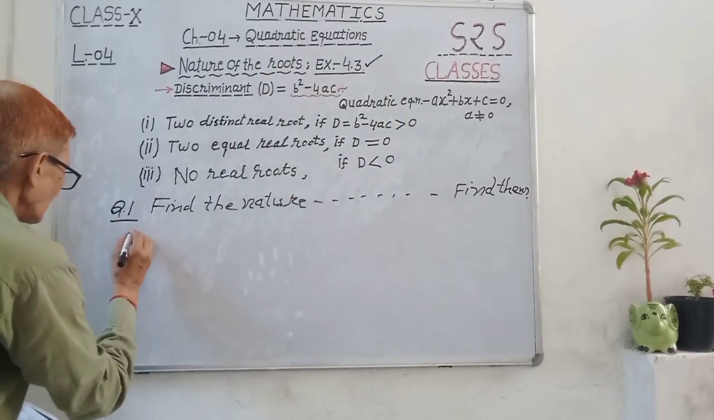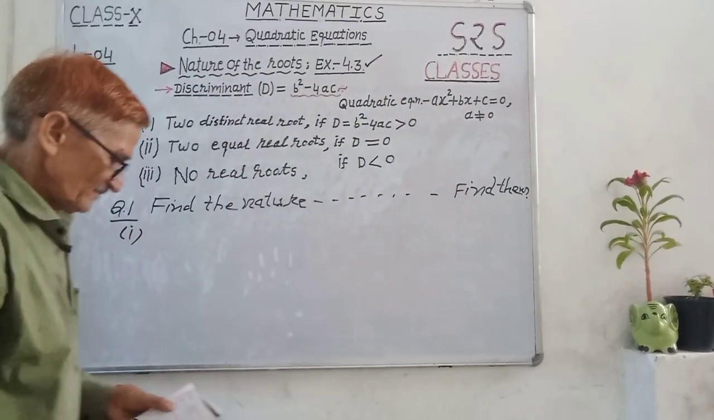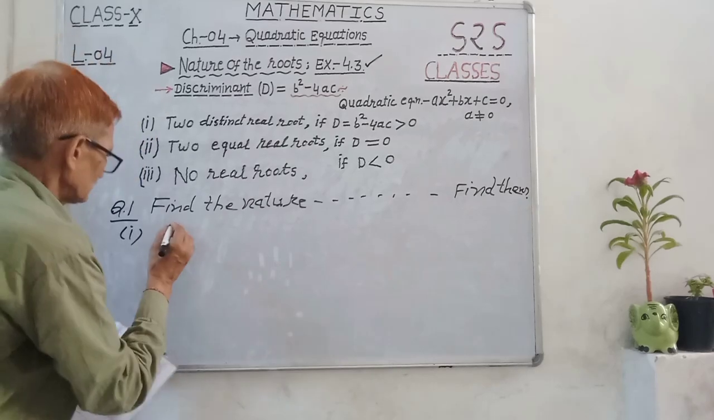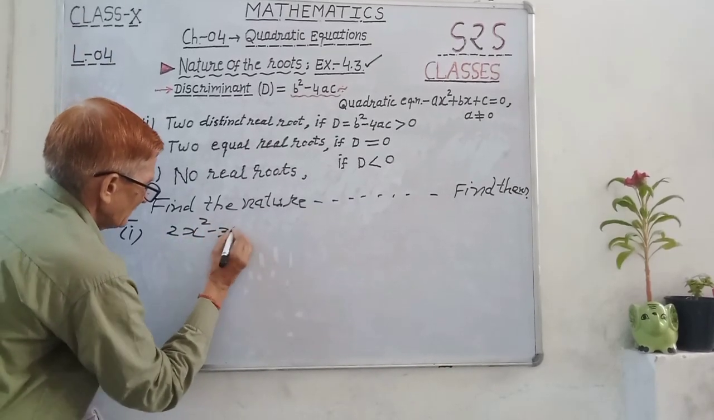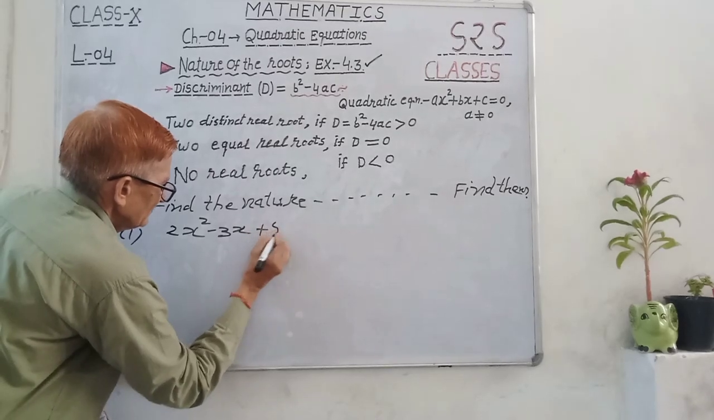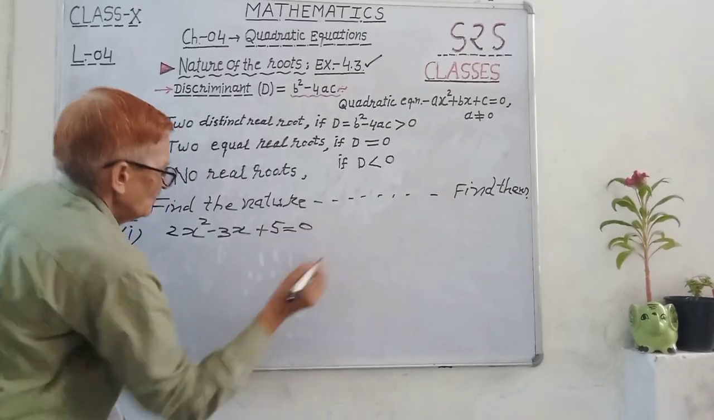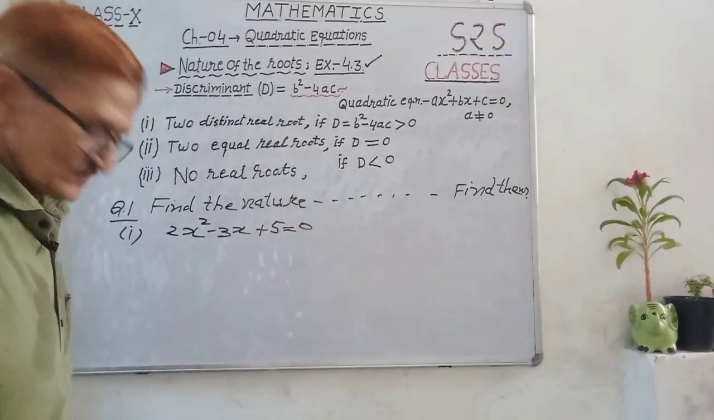Okay, now the first part here. What is the first part? 2x square minus 3x plus 5 equal to 0. Okay, this is the first part quadratic equation.